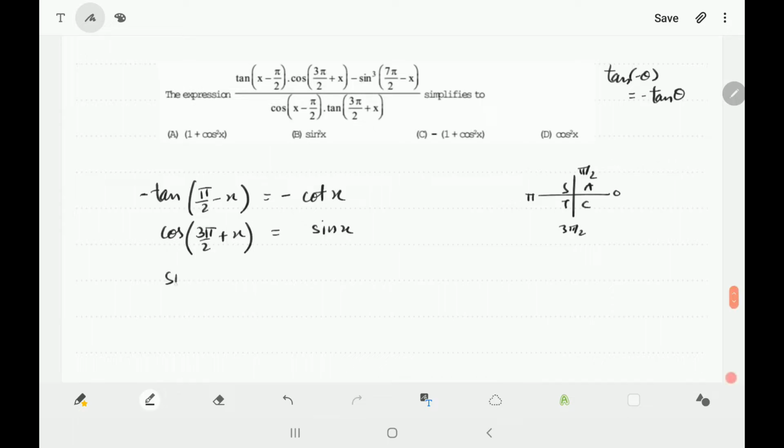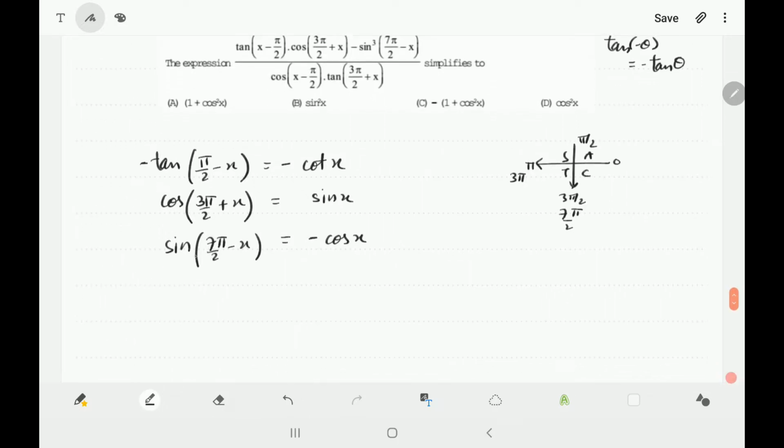Sine of 7 pi by 2 minus x. Now, 7 pi by 2 is at which point? You already know 3 pi is on this line at 180, so 3 pi plus pi by 2 is 7 pi by 2, so it is again on this line. So 7 pi by 2 minus x will be in the third quadrant, where the sign is negative, and 7 is an odd multiple of pi by 2, so it will be minus cos x.